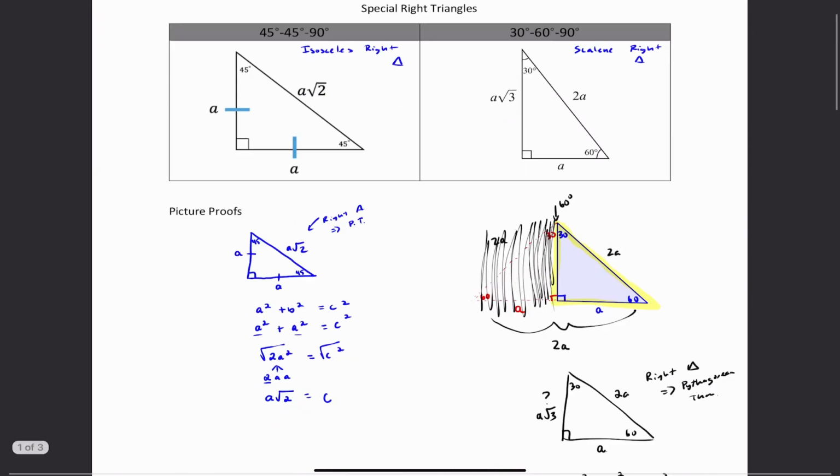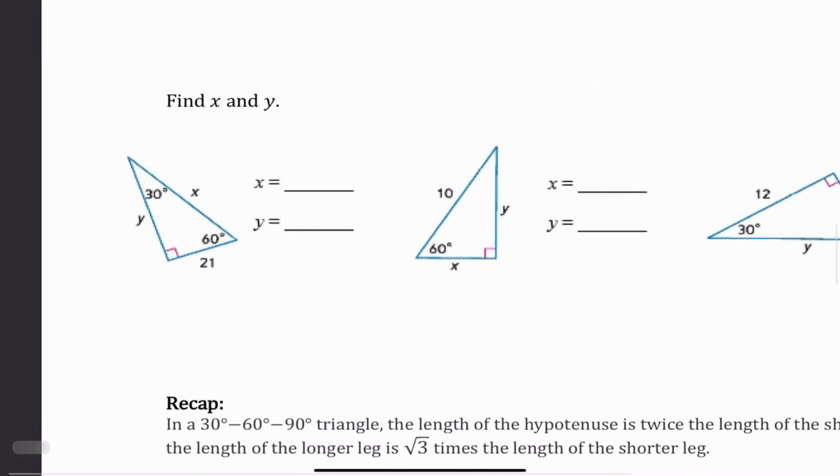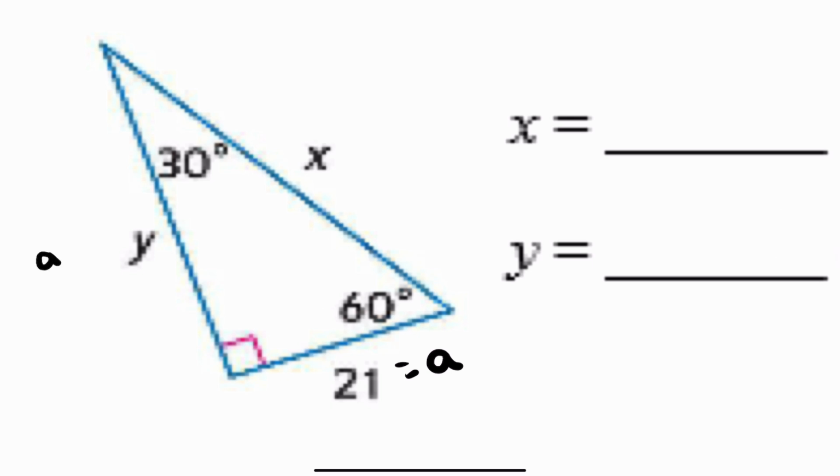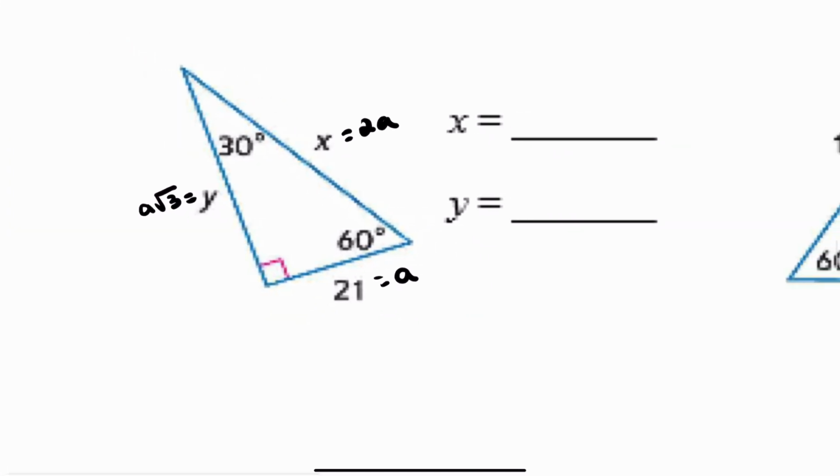Okay? So let's go back to our example. We have 30, 60, 90, label your figure. Across from 30 degrees, we call that 21. We're going to set 21 equal to A. And then across from 60 degrees, we're going to call that A root 3. And then across from 90 degrees, we're going to call that hypotenuse 2A.